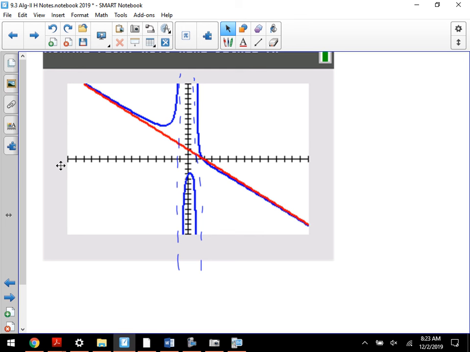What's that? Well, you have to know how to use them to get slant asymptotes. So, yes. You should be able to knock this out.